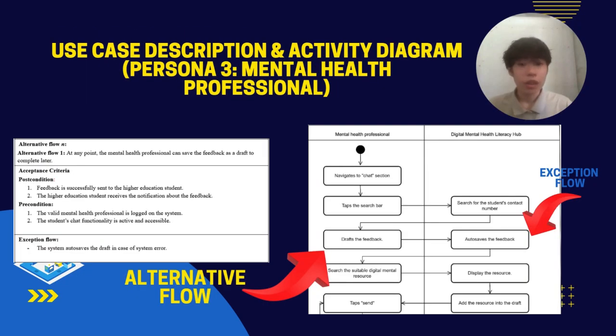Now, we'll be talking about the alternative flow as well as the exception flow of the use case. For the alternative flow of the use case, at any point, the mental health professional can save the feedback as a draft to complete later. As for the exception flow, the system will auto-save the draft in case of any system error.